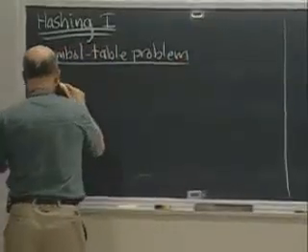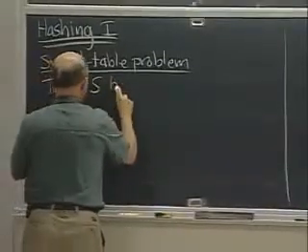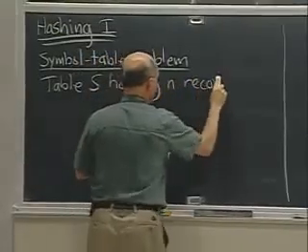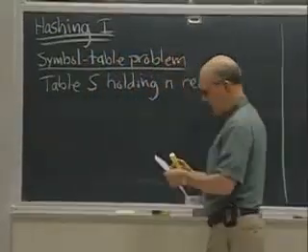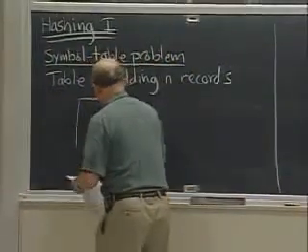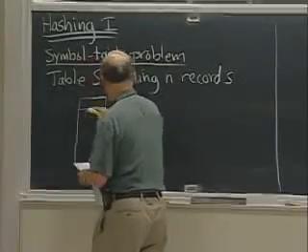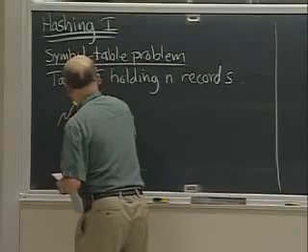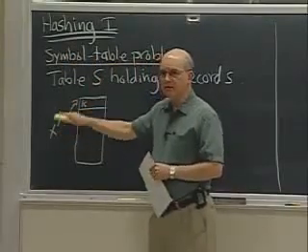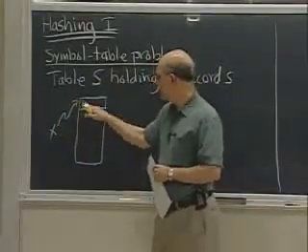And the idea is that we have a table S holding n records, where each record, just to be a little bit more explicit here, this is record X. X is usually a pointer to the actual data. So when we talk about the record X, we usually mean some pointer to the data.